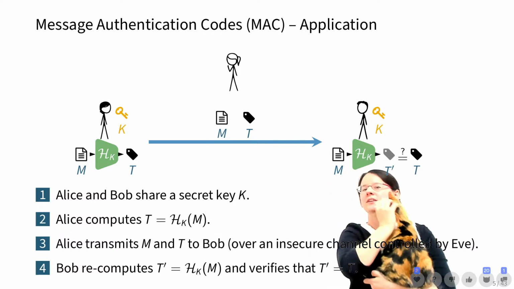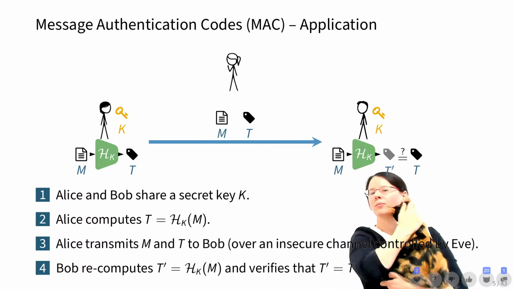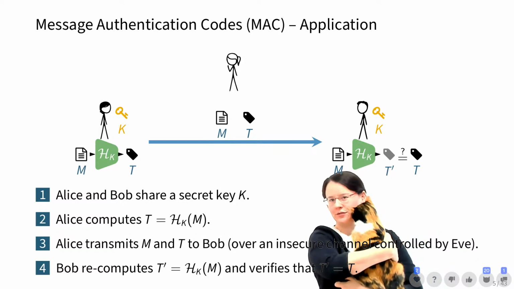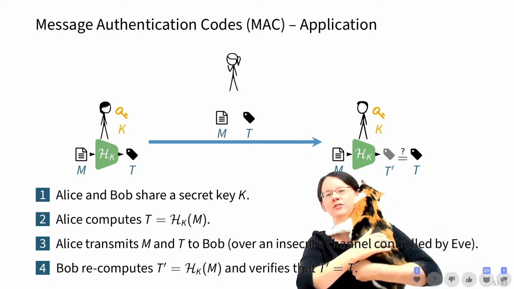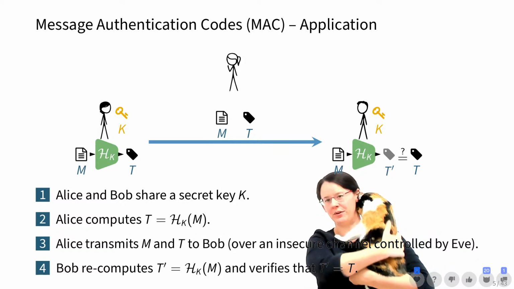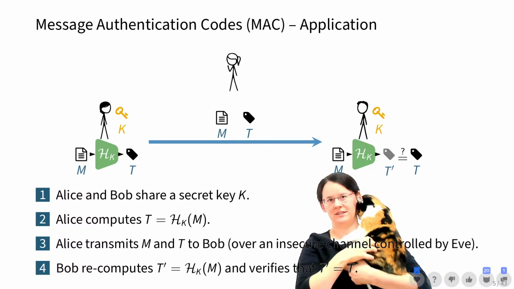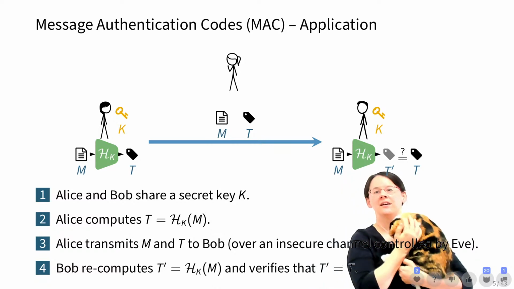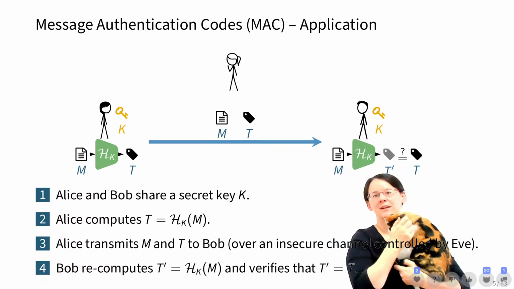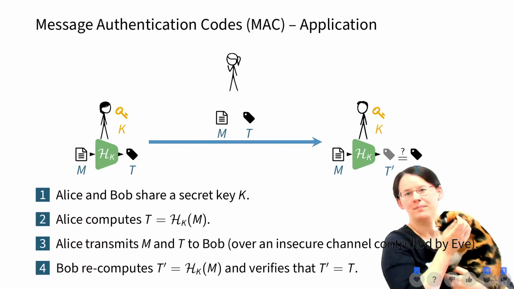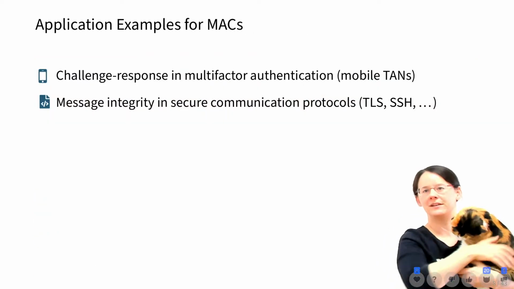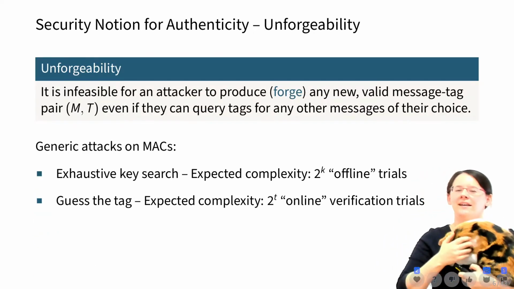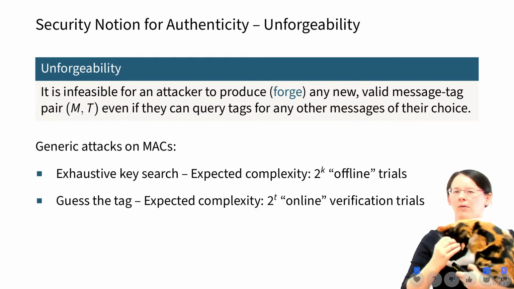So what is the security notion for this? If you remember, what did we say as a security notion for hash functions? We said that they need to be collision resistant, preimage resistant, and second preimage resistant. And for MACs, we have a different notion, which takes the key into account. Namely, the security notion for MACs is the following. It's called unforgeability.